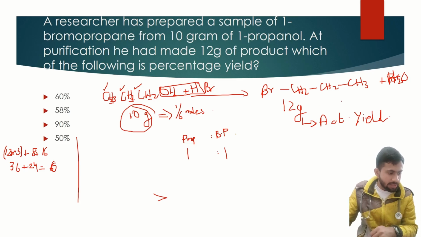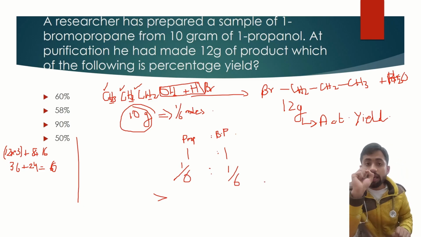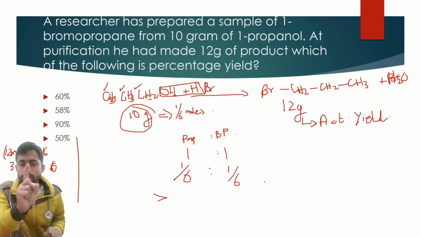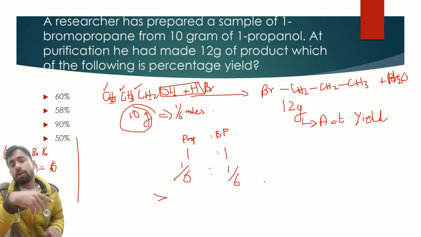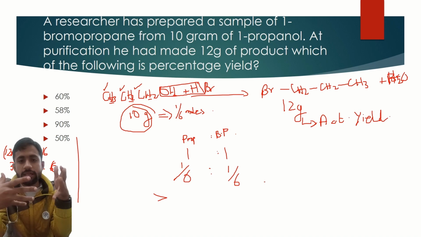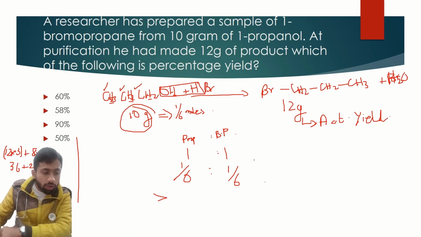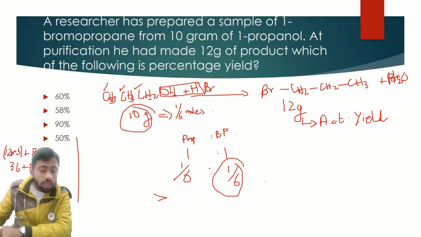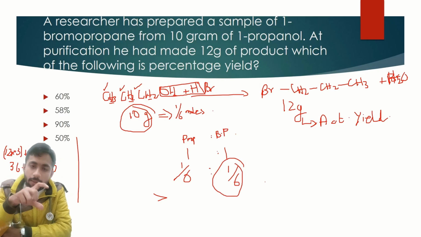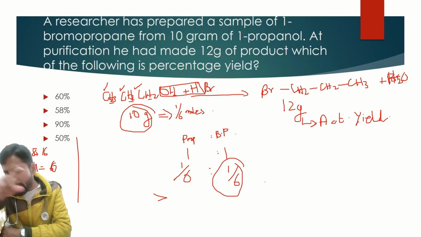So 1 by 6 moles will be forming 1 bromopropane. But the question is asking about mass in gram, not moles. You may say theoretical yield. You have to basically find theoretical yield, not actual yield. So in order to find that, these are the moles. You need to find molar mass, multiply moles with molar mass, and you will get the mass in gram.